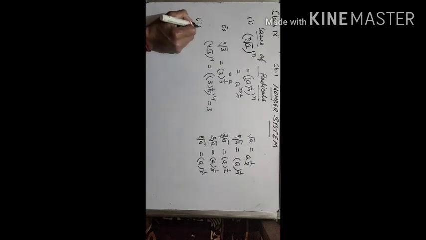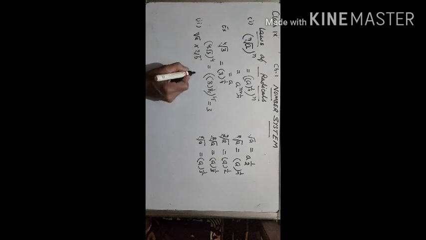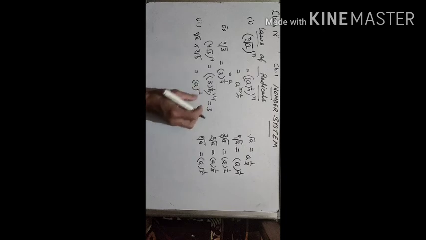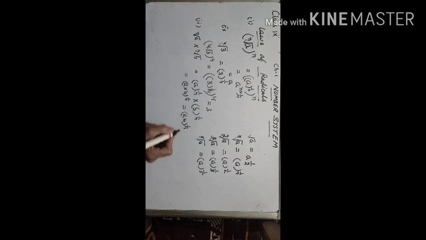Next law is the nth root of a into the nth root of b, that means a to the power 1 by n into b to the power 1 by n, that is equal to a into b to the power 1 by n, that means ab to the power 1 by n, or you can write it as the nth root of ab.